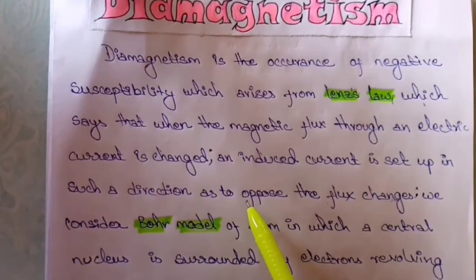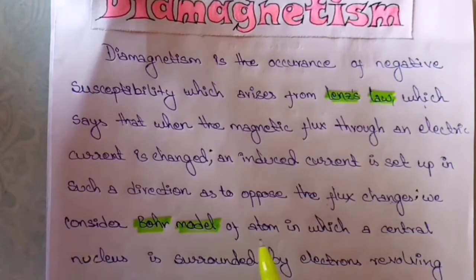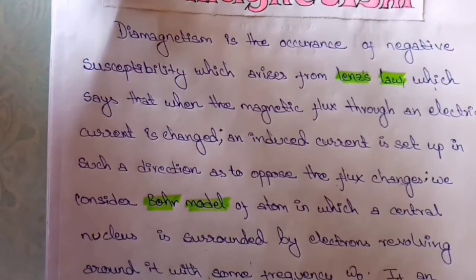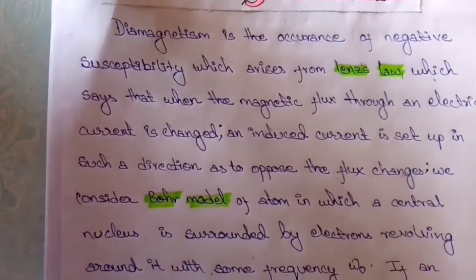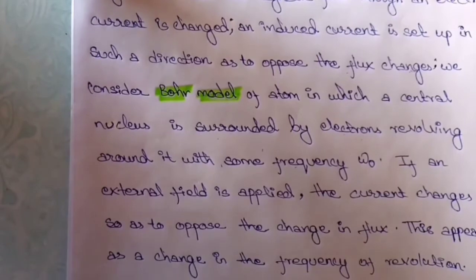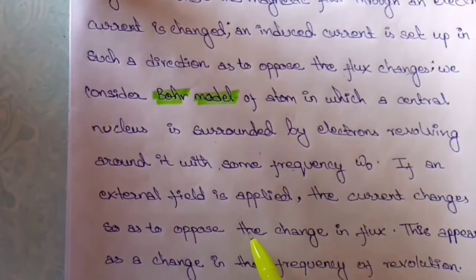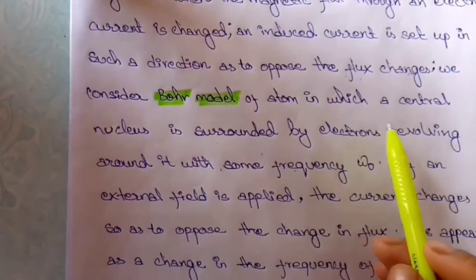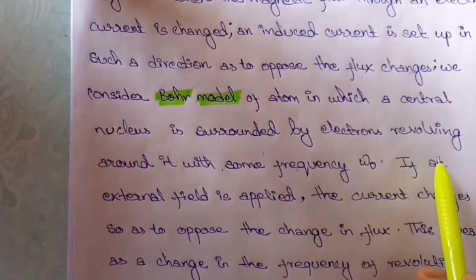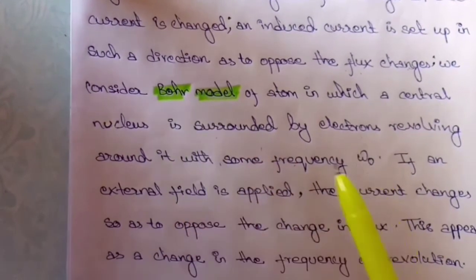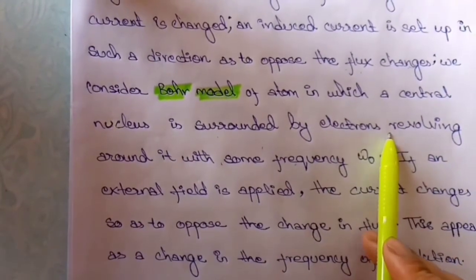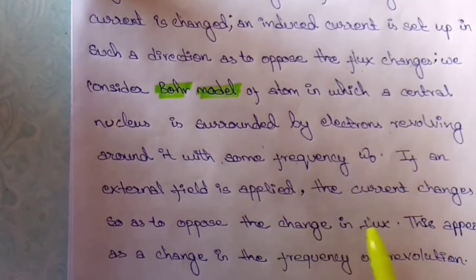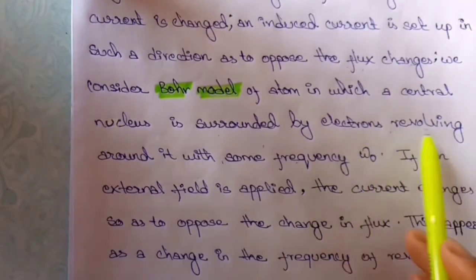In diamagnetism, we consider the Bohr model of the atom, in which a central nucleus is surrounded by an electron revolving around it with some frequency, say omega naught. When we apply an external magnetic field, the flux changes. According to Lenz's law, the current changes so as to oppose the change in flux. This appears as a change in the frequency of revolution of the electrons, when the material is kept inside a magnetic field.